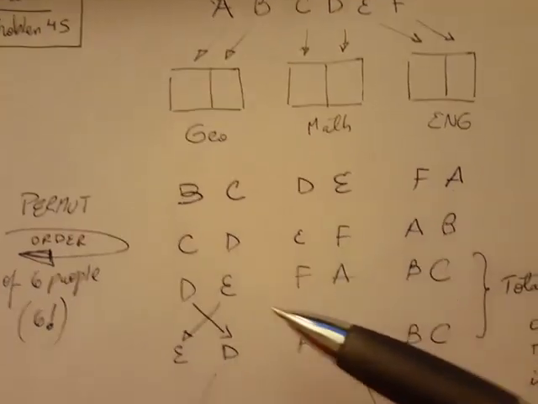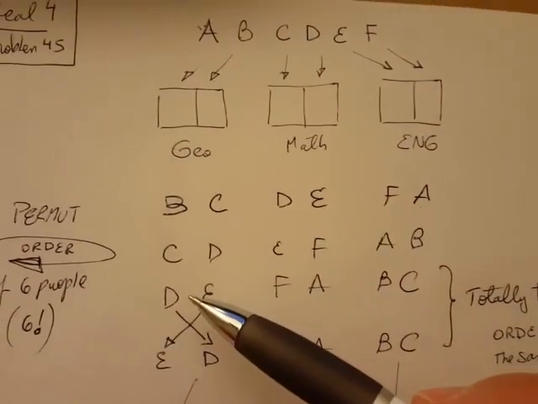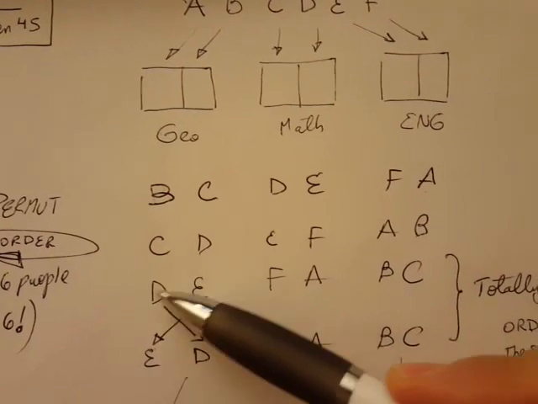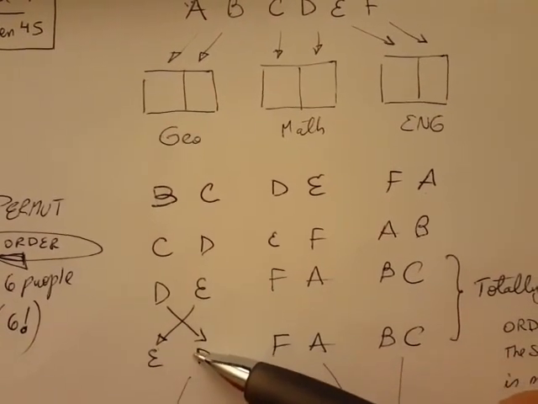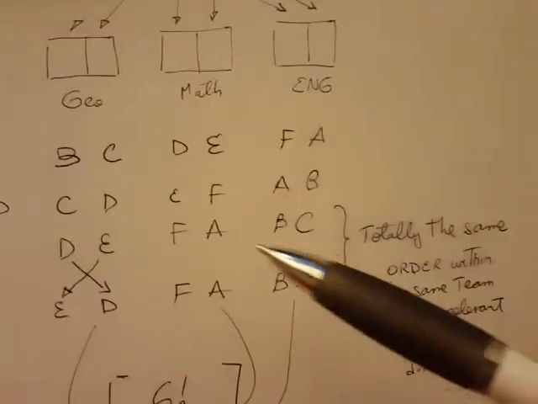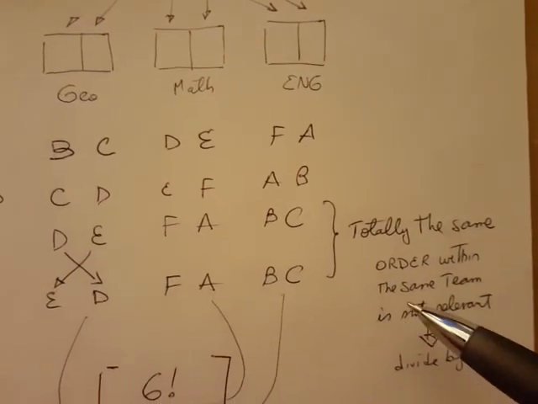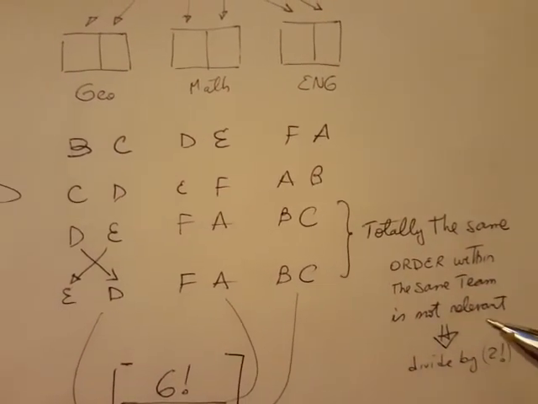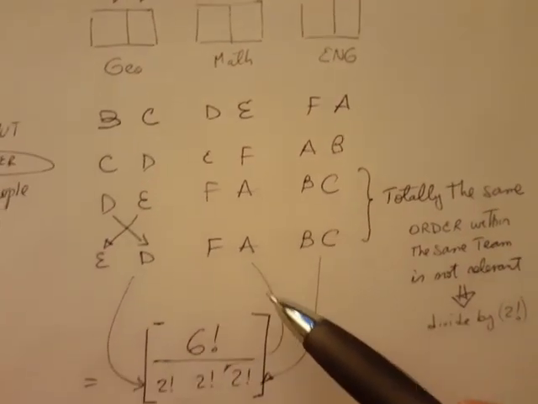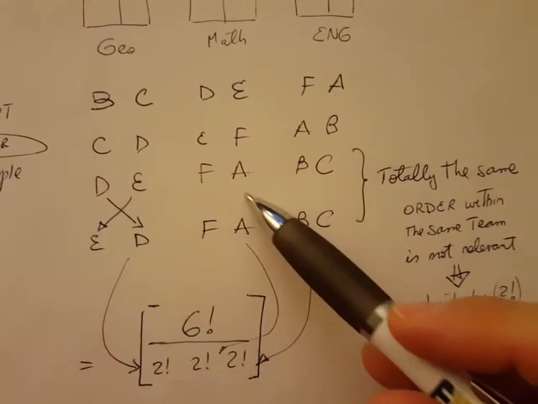However, you can see it clearly in my explanation. If a team studying geography is D and E, and instead of being in this order they are E, D, it is the same team and they are still studying geography. So these two cases are totally the same. The order within the team is not relevant. So for each of these teams, you need to get the 6 factorial and cancel for the repetition.